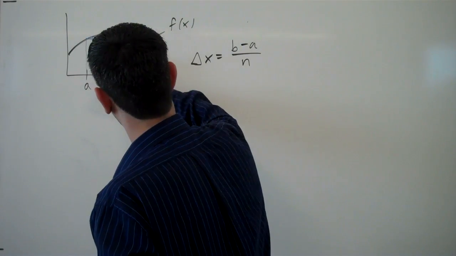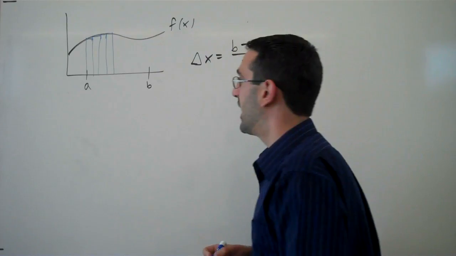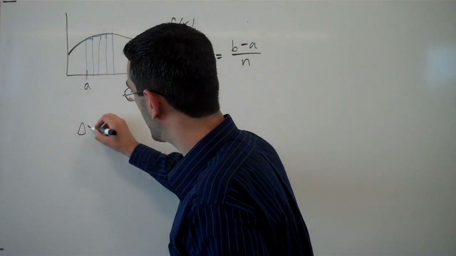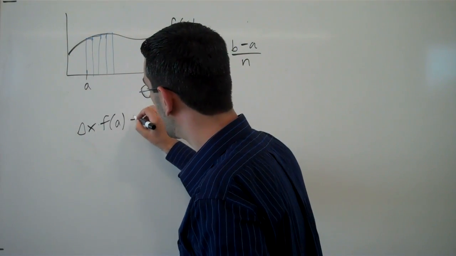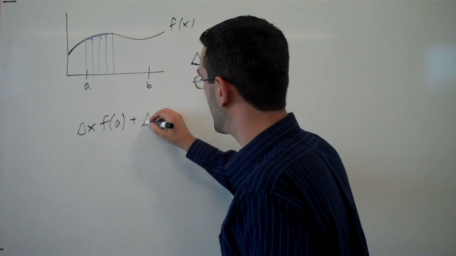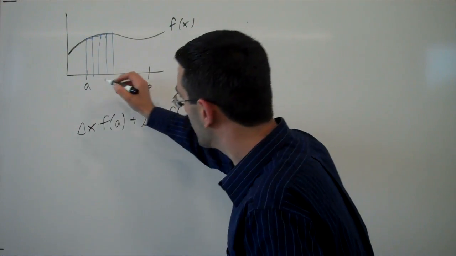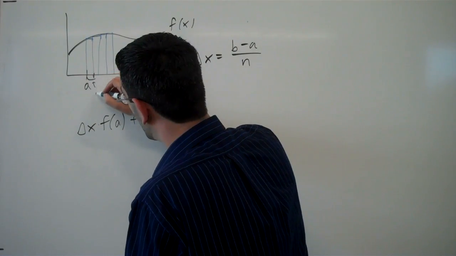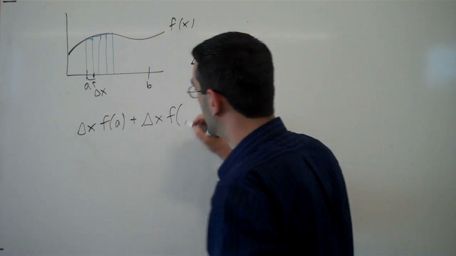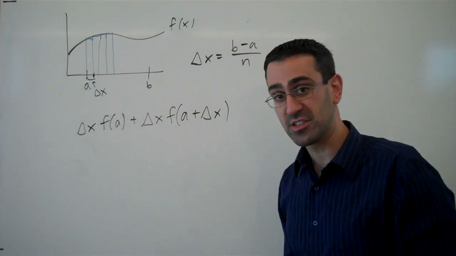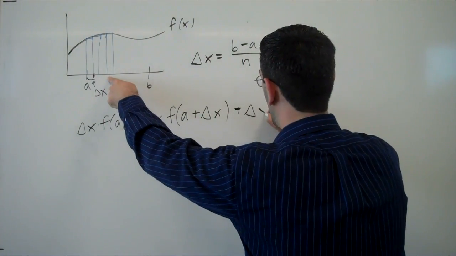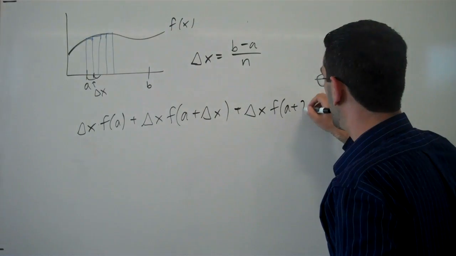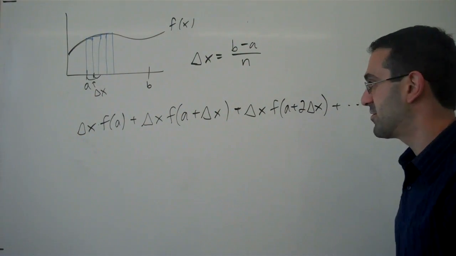So, for example, if we did the left endpoint approximation, the very first place I'd evaluate the function, my first rectangle there, would be delta x wide and f of a tall. My next rectangle would be delta x wide and f of, well, now we need to know what this x value is. Well, this width is delta x, and so this location here is a plus delta x. For my next rectangle, delta x wide, f of, well, now we are 2 delta x's over, so a plus 2 delta x, and so on and so forth.